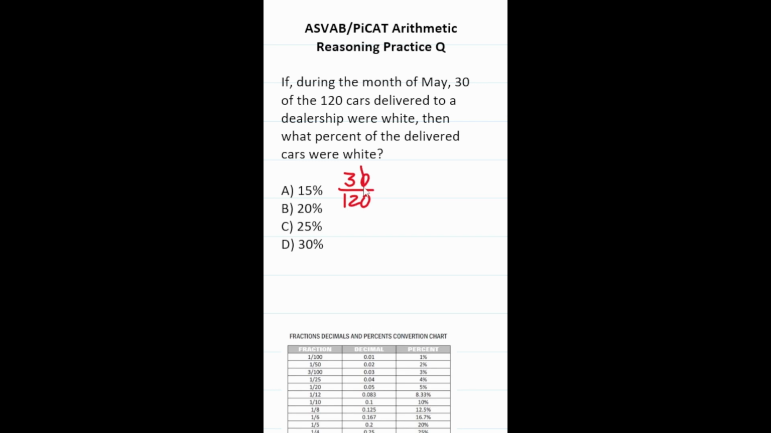First thing I'm going to do is cross out these corresponding zeros, which leaves me with 3 over 12. And then I should recognize that 3 and 12 have a common factor of 3, so we can reduce this even further. 3 divided by 3 is 1. 12 divided by 3 is 4. And you should know that the decimal equivalent of 1/4 is 0.25, which is the same thing as 25%.